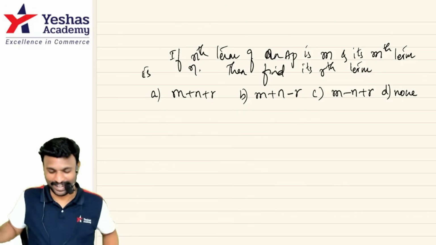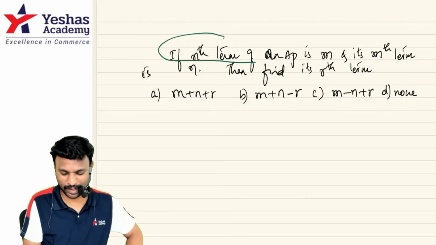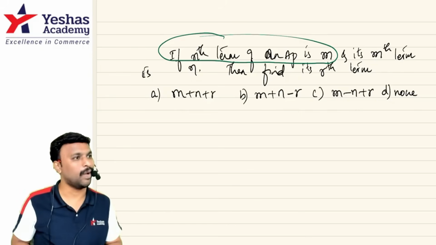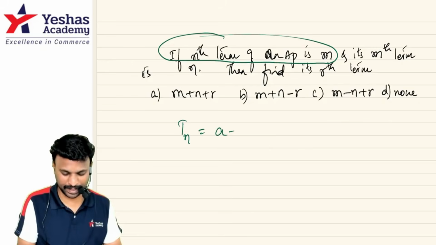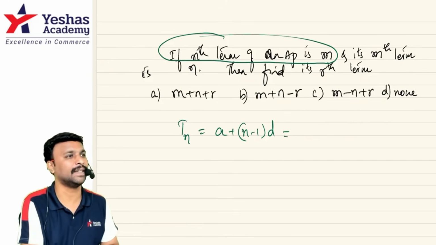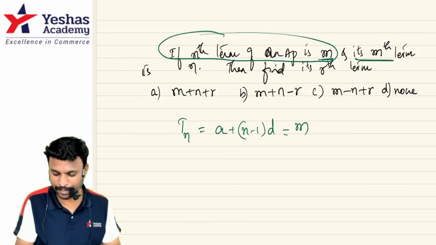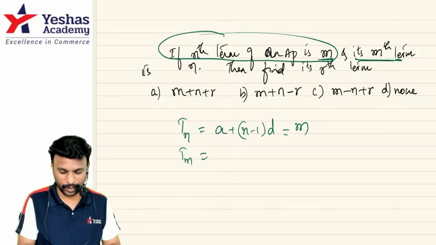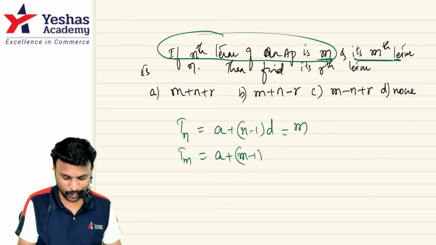Okay. Let us try to solve this. Is it an AP or a GP? It's an AP, clearly mentioned. Now, what is the nth term of an AP, guys? Tn is a plus n minus 1 into d, equal to what have they given? It is m. Similarly, look at the second statement. The mth term. How do I write the mth term? Tm. The only modification I have to do is replace n by m: a plus m minus 1 into d.